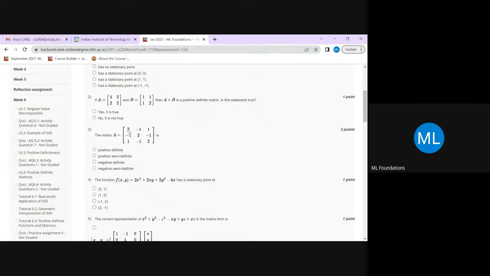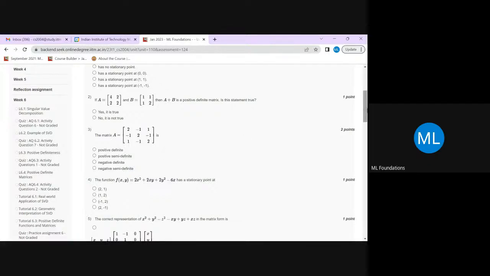Check whether 2 cross 2, 2 is positive. Then check whether this determinant, the 2 cross 2 determinant, is positive. So 4 minus 1, this is positive also. Then calculate the determinant of this 3 cross 3. If this is also positive, then you can directly say it's positive definite. If not, then calculate the eigenvalues and check what values you are getting.